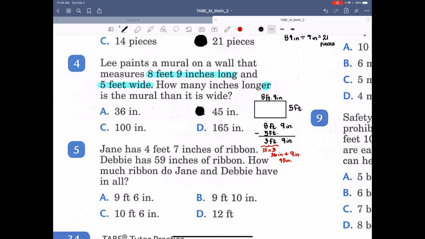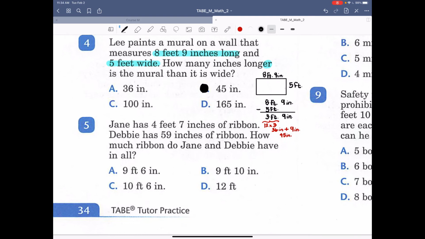You could have done 8 times 12 and converted it from the beginning, but you would have to convert both the length and the width. So this is less math, but the other way would work just fine. Number 5.